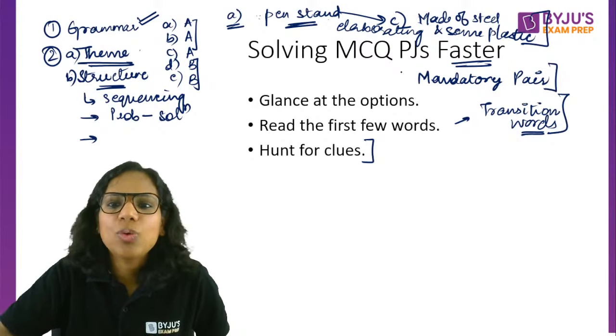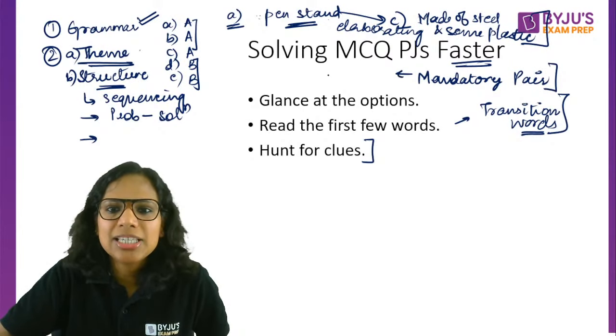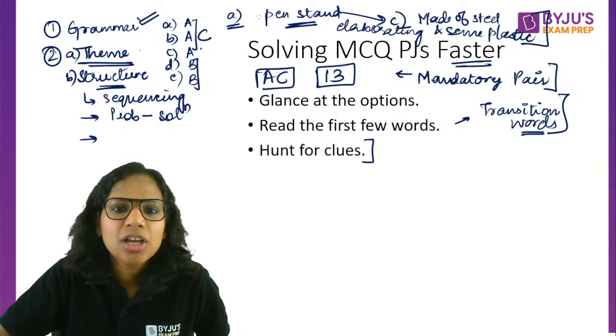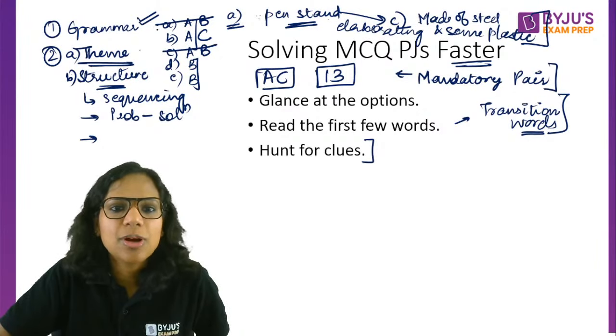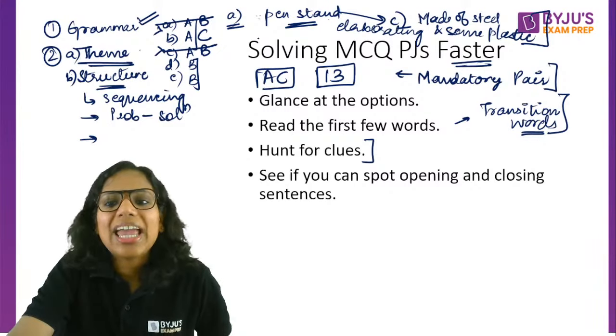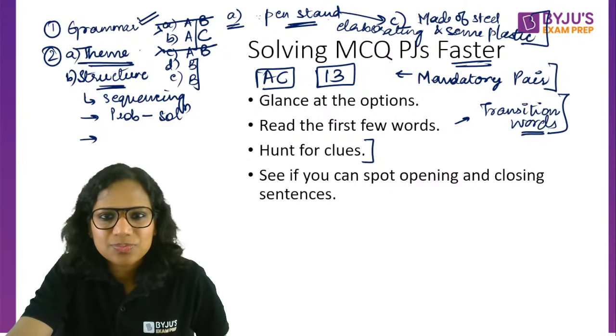So once you find one mandatory pair, let's say you realize that 1 and 3 is a mandatory pair, then look at your options. If you feel AC is a mandatory pair, look at your options. Maybe two of them, in fact, don't mention AC as the mandatory pair. And if you're confident about this, you have eliminated two options right there. So keep on eliminating as you go.